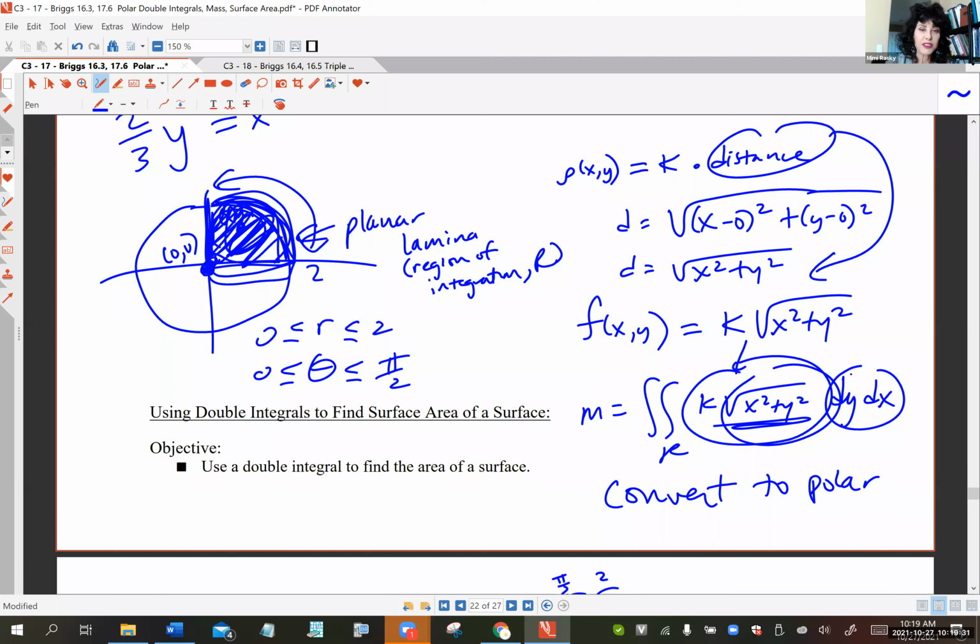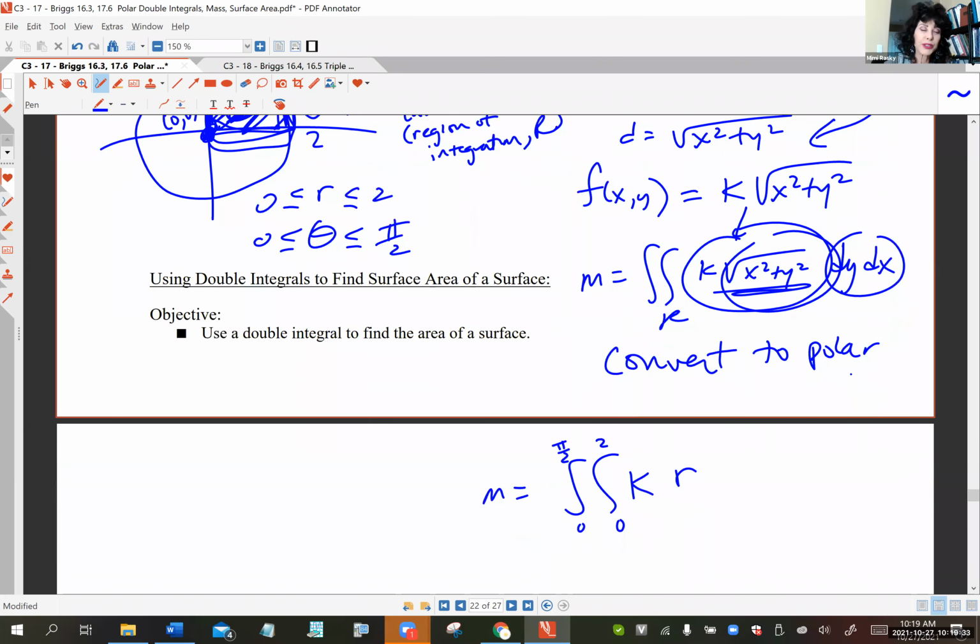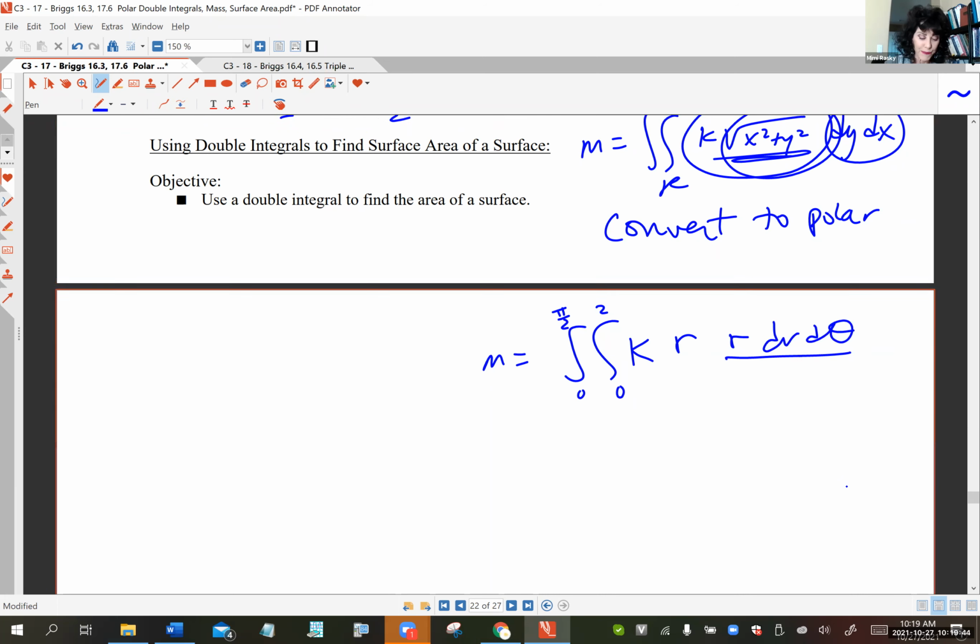Instead of dy dx, what do we put? I'll give you a clue. Be a pirate. R dr d theta. Yes, r dr d theta. That's the area element for polar. And before you integrate, combine your powers of r into one big old power of r.